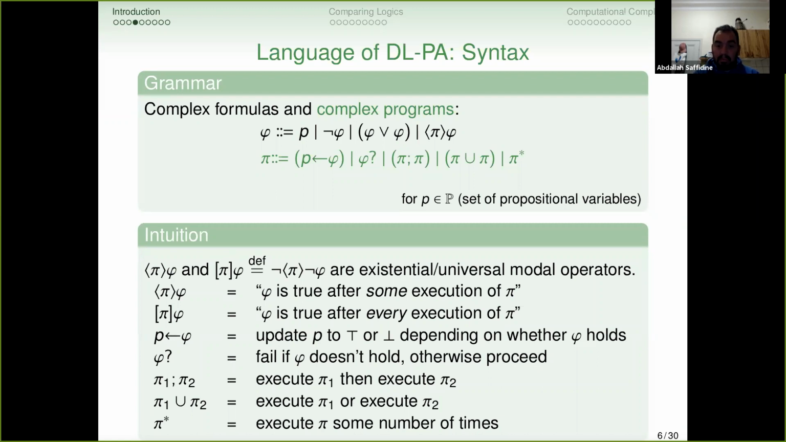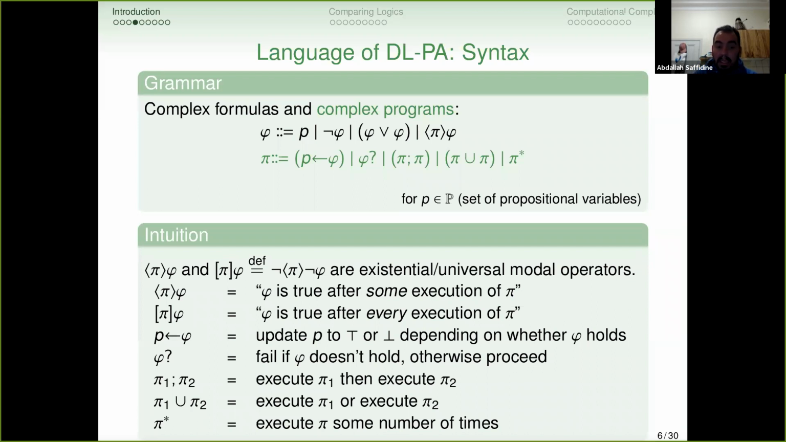Now the intuition behind diamond pi phi is there exists some execution of pi that will make phi true after we execute pi. And the dual is phi will be true after every execution of the program pi. So pi is a program that we're going to run, and after it has finished running, we evaluate the subformula. And you could see, at least with that non-deterministic choice between two subprograms, that the program could execute in different ways. And so the diamond will say, is there one way to execute it such that the formula holds? And boxes, would it hold after any execution?